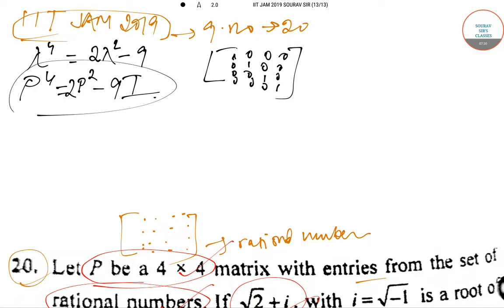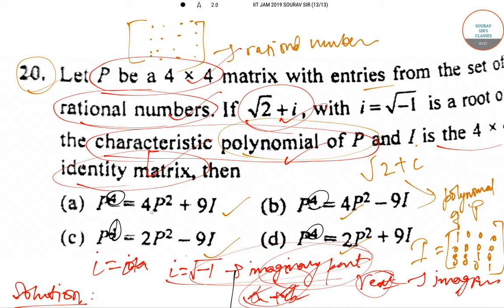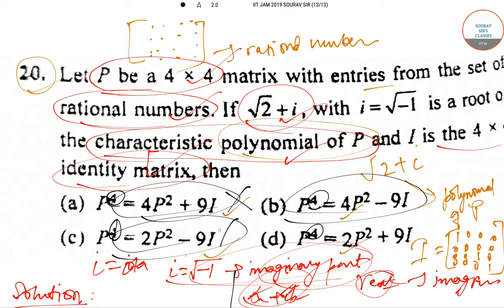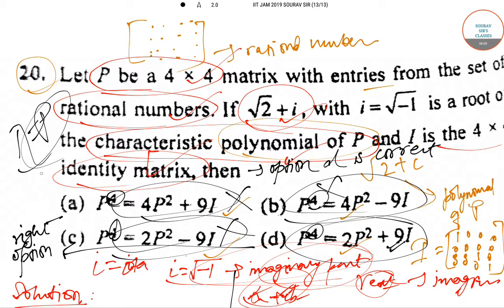So let us see whether we have this option in our options list or not. Moving to the option part, our first option is P to the power 4 equal to 4P square plus 9I. It's not 4P square minus 9I, it's also not 2P square plus 9I. So the three other options are wrong, and ultimately the right option is the one that says P to the power 4 equal to 2P square minus 9I. This is the correct option, so option D is correct. What step did we follow? We followed lambda and compared lambda with P and found the correct answer. This type of question is solved in this way.